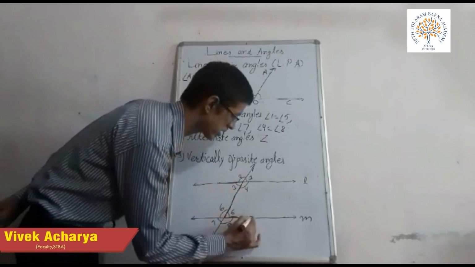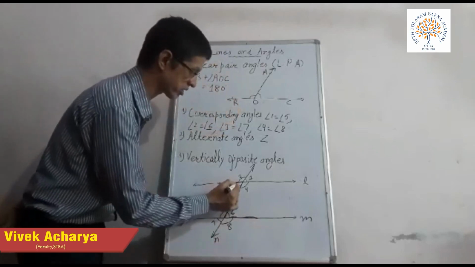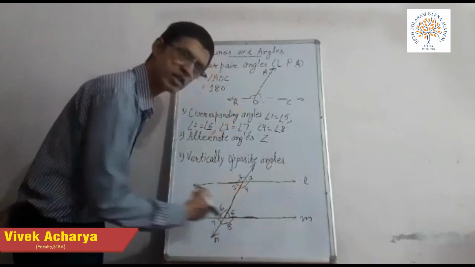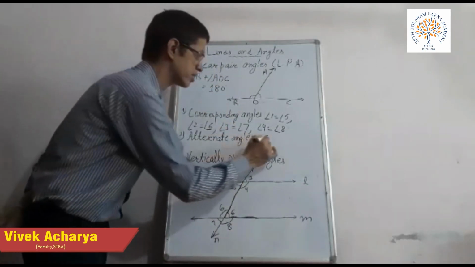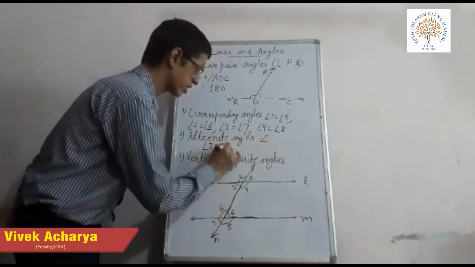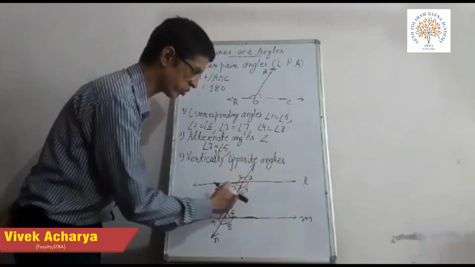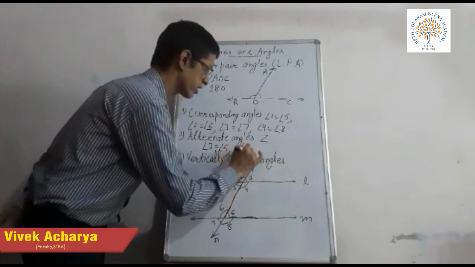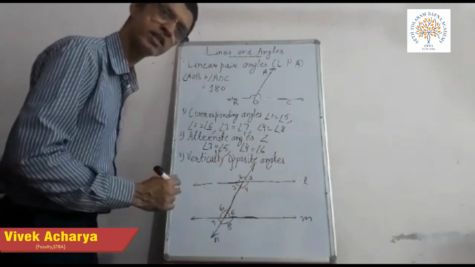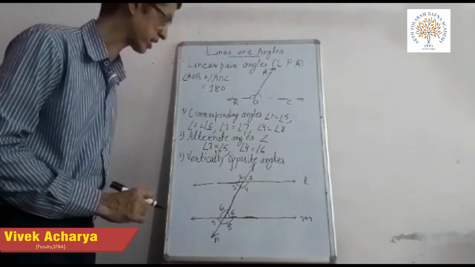So this is the alternate angle forming, 3 and 5, because the Z is forming there. So alternate angle 3 is equal to angle 5. And a reverse Z is forming there, and two alternate angles are also forming, 4 and 6. So angle 4 is also equal to angle 6. They are alternate angles.